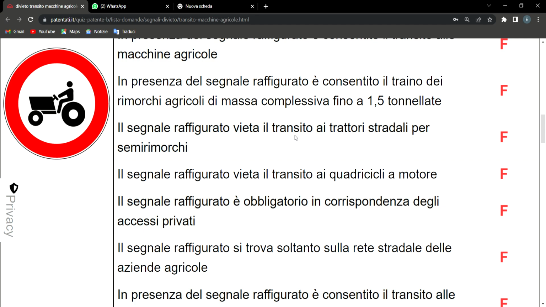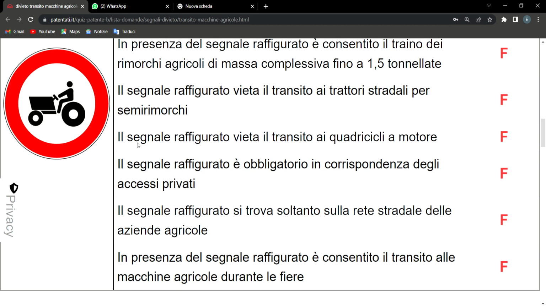And again, it says, "Il segnale raffigurato vieta il transito ai trattori stradali per semirimorchi." He's saying that this very sign forbids the transit of tractors that are working on the road, maintaining the road, all those tractors that have tires. So all those official tractors used in the maintenance of the road. So the sign does not forbid official tractors used in the maintenance of the road. So this is the reason why this one is false.